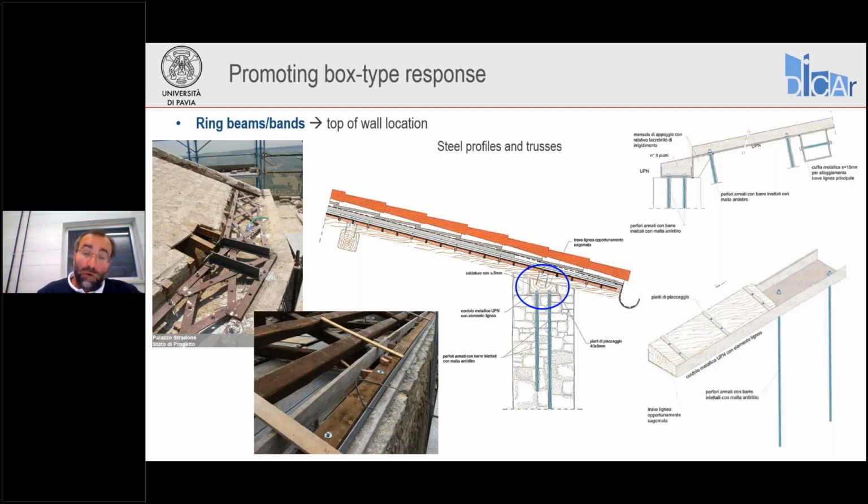Again, it is important to connect the ring beam to the existing masonry through dowels. Again, these dowels must be deep enough to anchor effectively the ring beam to the masonry. And as before, if the masonry is of poor quality, we may need to locally strengthen it with appropriate methods.